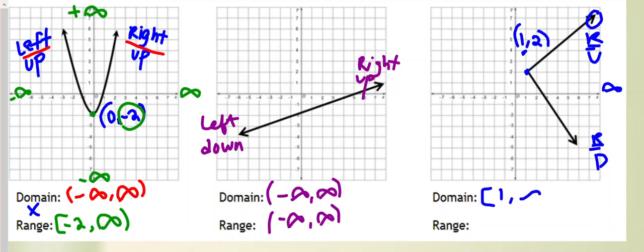Looking at range, I'm looking at my up and down direction. If I'm going all the way up and all the way down, that means I have no restrictions. So that would be -infinity to +infinity.